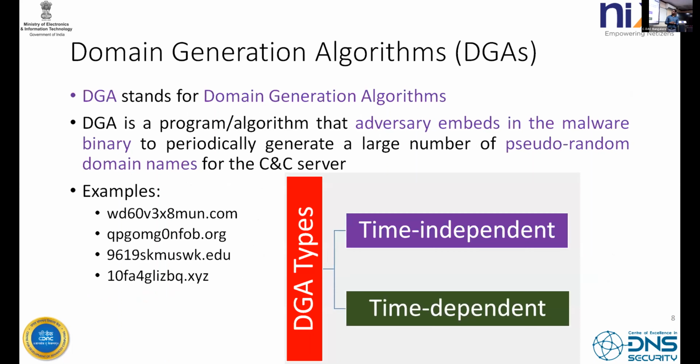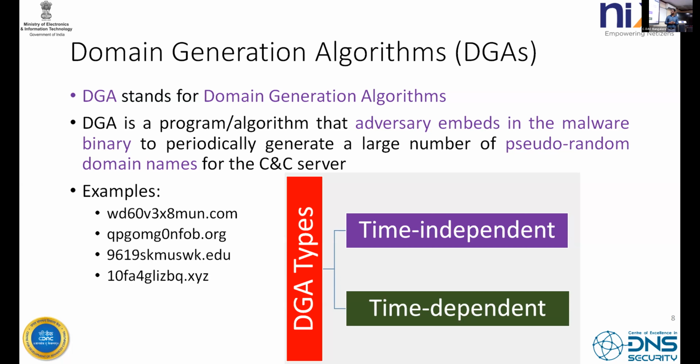DGA stands for domain generation algorithm. DGA is a program that an adversary embeds in a malware binary. We have a malware built by some malicious actor or adversary, and he puts that domain generation algorithm inside the malware and delivers or implants it on the victim's machine. The job of DGA is to generate a large number of pseudo-random domain names, right? These will be the domain names of a command and control server or a malicious server on the internet, right?